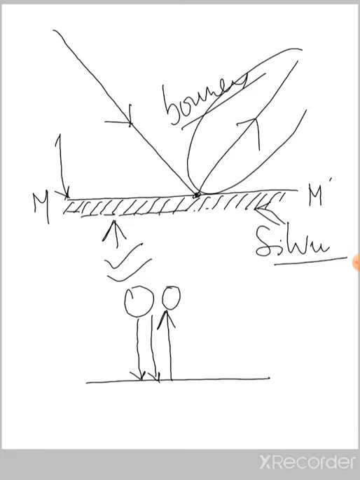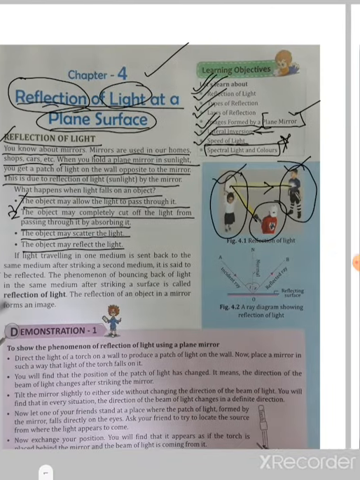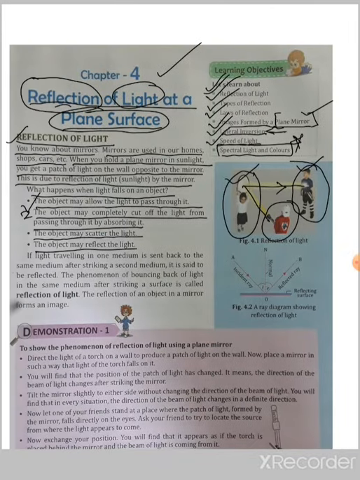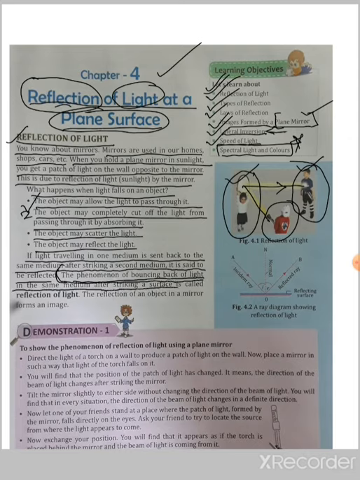This phenomenon, where you can see that the light bounces back to the same medium from which it is coming, is called reflection. So this is what I'm trying to explain so you understand what we mean by reflection. If light traveling in one medium is sent back to the same medium after striking a second medium, it is said to be reflected. Please underline this. The phenomenon of bouncing back of light in the same medium after striking a surface is called reflection of light.